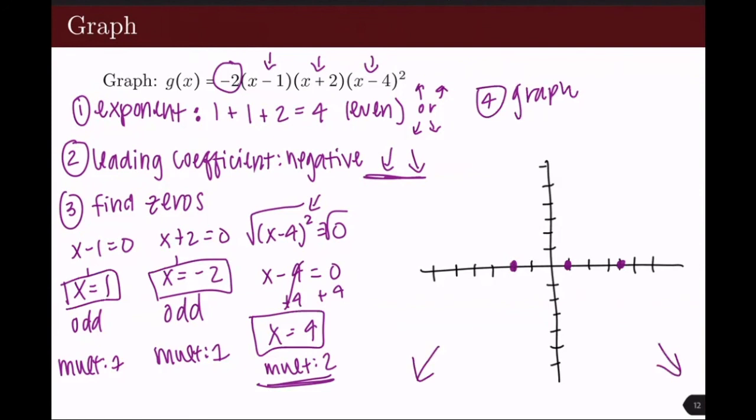Then you look at the multiplicities. So since x equals -2 is odd, that means I'm going to cross here, okay? Cross through that 0. Next, x equals 1, that also is odd. It has multiplicity 1. So that means I'm going to also cross through that 0. Lastly, x equals 4 has a multiplicity 2, which is even. I'm going to draw that better. So since this is even multiplicity, this graph is going to bounce like so.